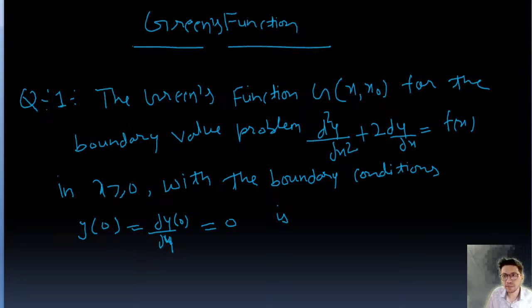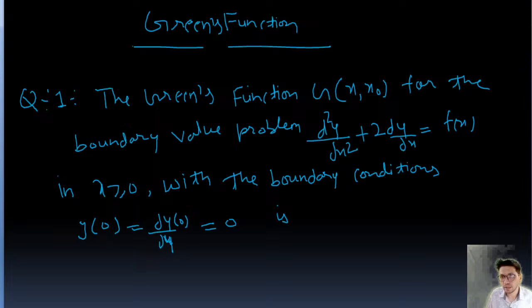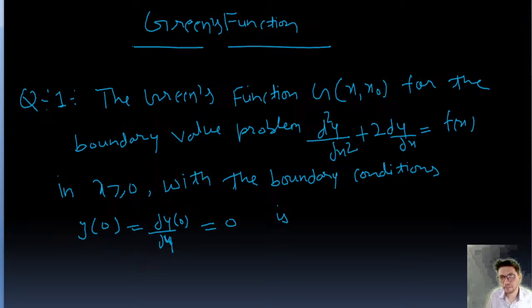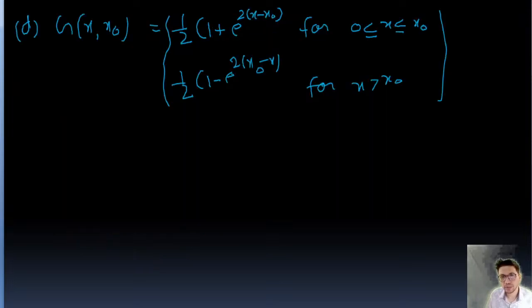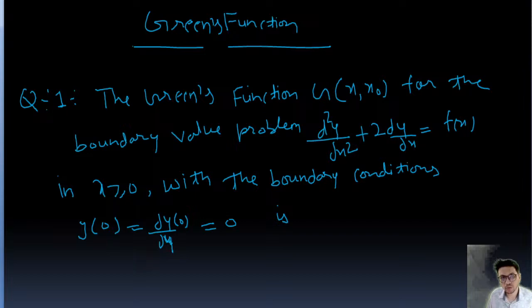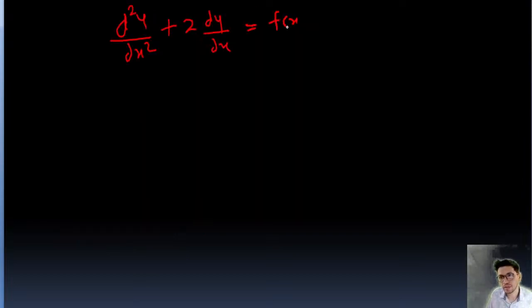So we have been given this boundary value problem, right? So I'm going to solve it. Solution. We have been given d2y over dx square plus 2 dy over dx equal to f(x). Okay, so this is the given, right?